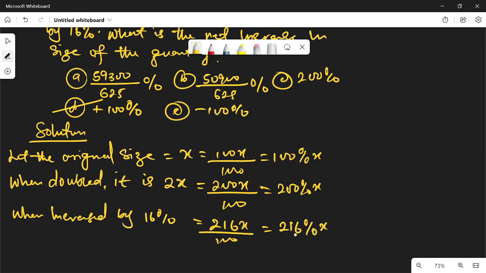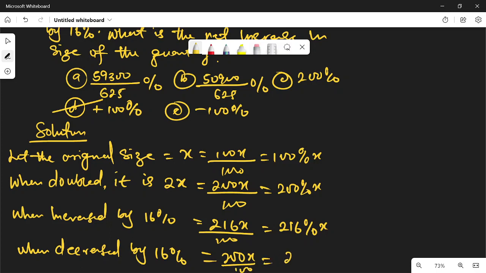And then when it decreases by 16%, you have it go back to 200x all over 100, which is the same thing as saying 200% of x. So if you look at it now, this is the final value, 200% of x, and this is the initial value.